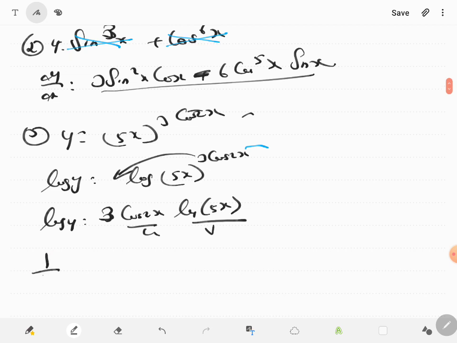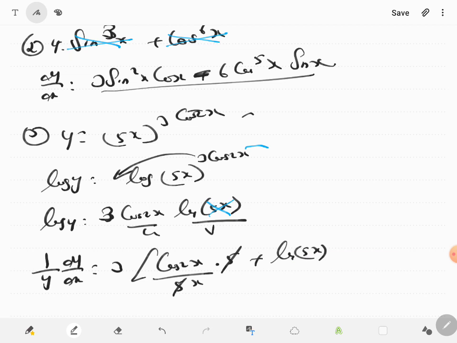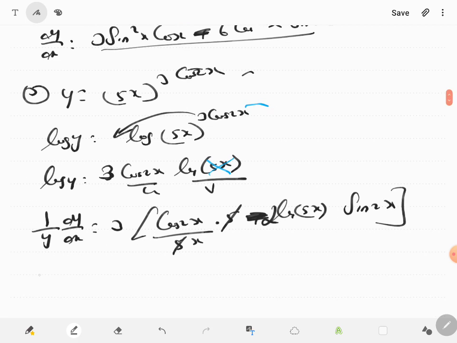So log y differentiation is 1 by y into dy by dx is equal to 3 into u and v. Write cos 2x first as it is, u into dv. Differentiation of log 5x is, you have to consider this to be a capital X, so that 1 by 5x. Log x differentiation is 1 by x, so 5x, chain rule into 5. 5 and 5 get cancelled. Plus log of 5x into cos 2x differentiation, which is minus sine 2x into 2. Just write it in the front, so that it's done. You don't need to solve it further.